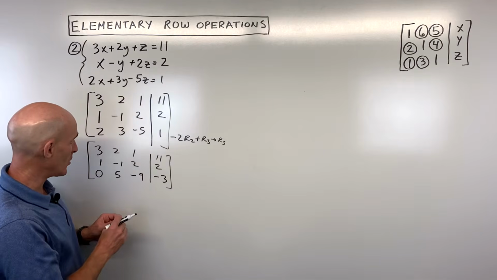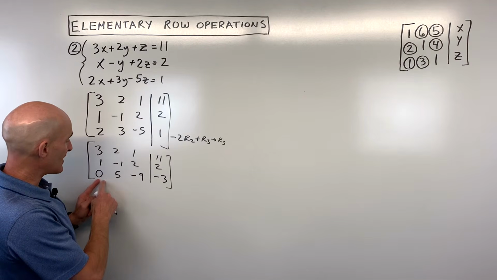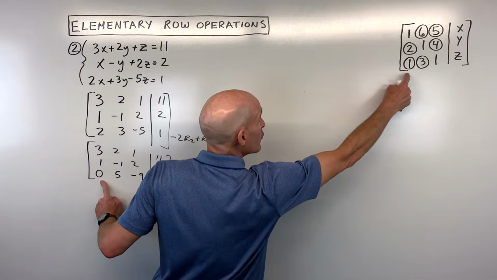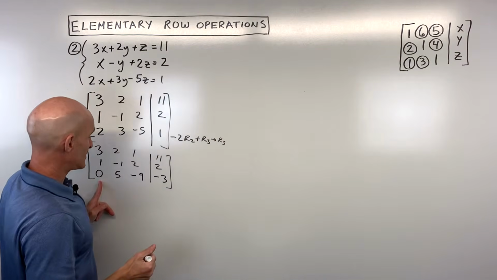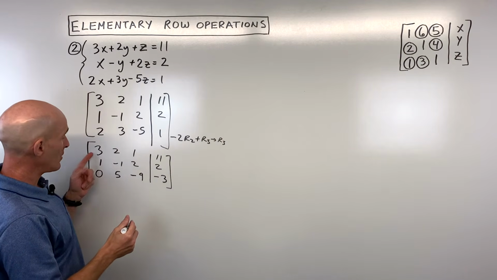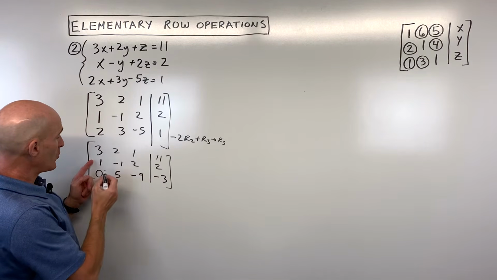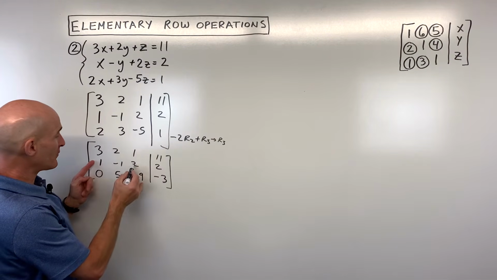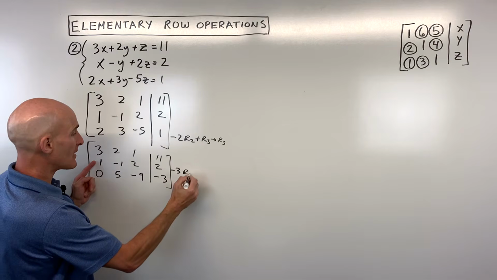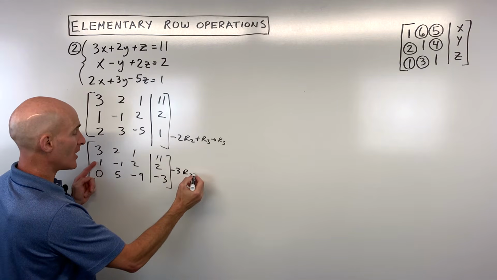So I'll show you that in this one when we get to that point. So we've got 0 in the lower left-hand corner. We want to get 0 in that second position. So we have to combine row 1 and row 2. We want this to be 0, so let's do negative 3 times row 2 plus row 1.